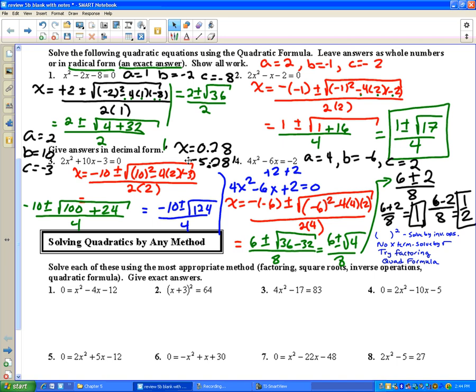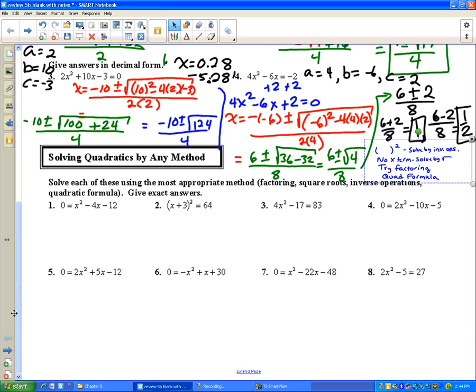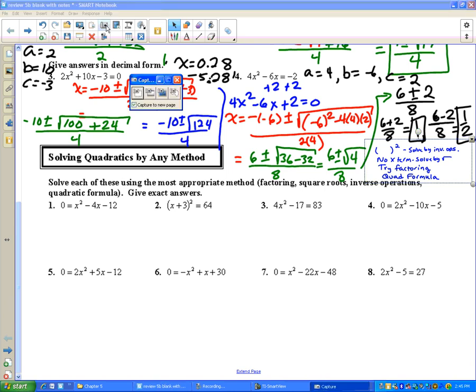Solve quadratics by any method. So the little note that I had here in blue: if something is squared, solve by inverse operation. If there's no x term, solve by square roots. Try factoring or use the quadratic formula. I might have to jump to a different page on some of these, so I'm going to pull up this other little camera. So if I need to jump to a second page, I can jump to a second page. Let's see what I can do here. Solve each of these using the most appropriate method: factoring, square roots, inverse operations, or quadratic formula.